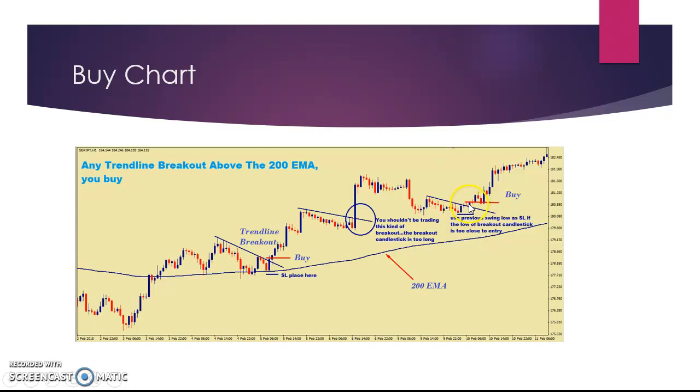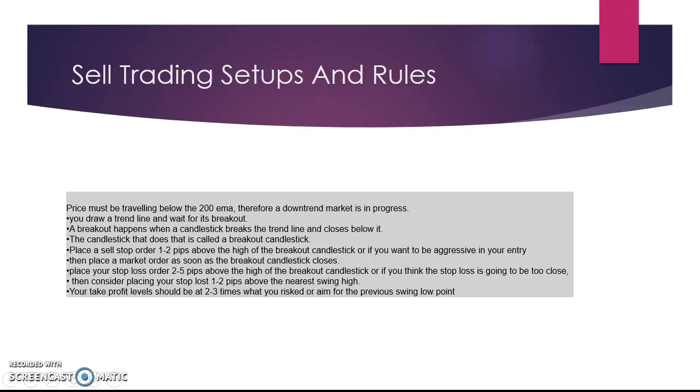And then if you see your risk to reward from that line to that line, this is about 5 to 1 risk to reward. That's what you want to trade. You want good risk to reward trades. Then sell trading setups and rules. Price must be traveling below the 200 MA. Therefore it's in a downtrend.